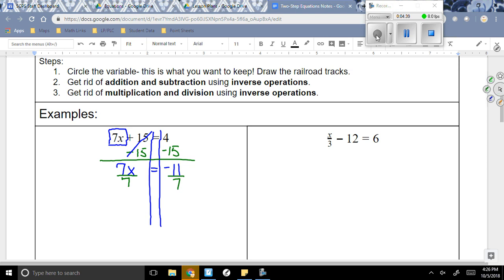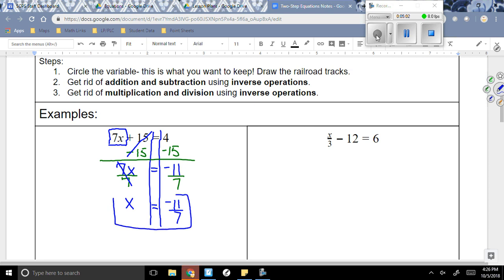Go ahead, and if I was multiplying by 7, now I divided, those go away, so I'm going to cross those out. They cancel each other out. Now I just have x on the left. On the right, I had negative 11. I'm dividing by 7. Well, that doesn't divide evenly, so I'm just going to leave it as that fraction. That works for my x.